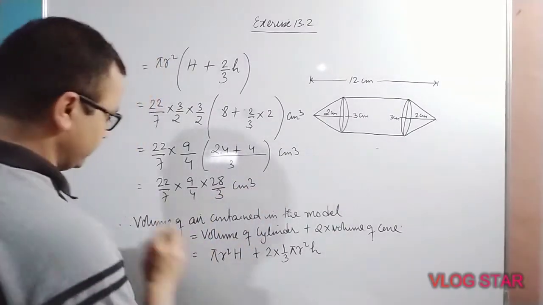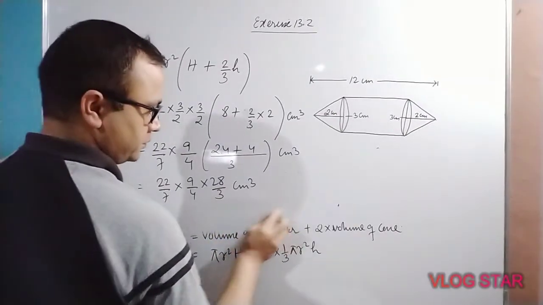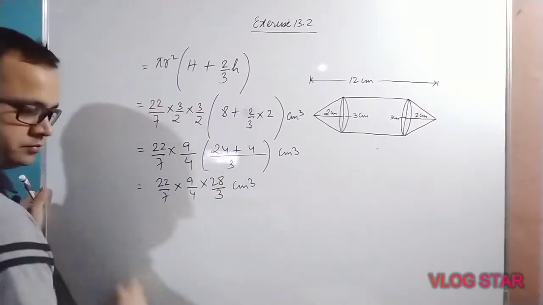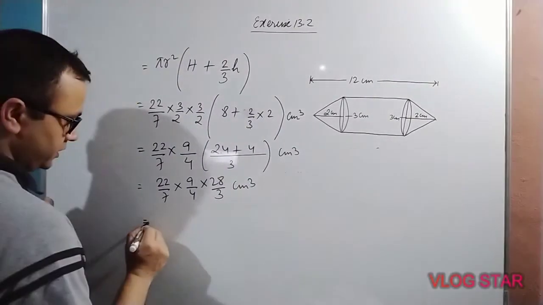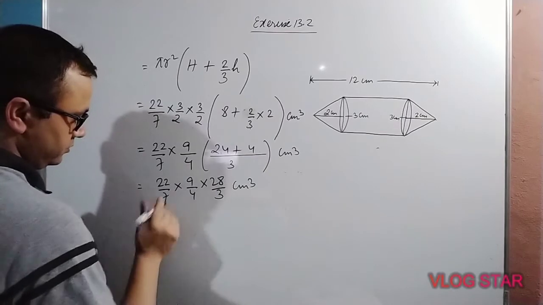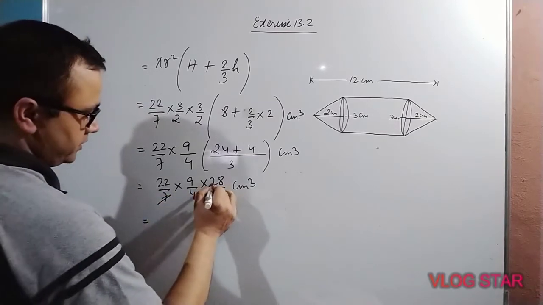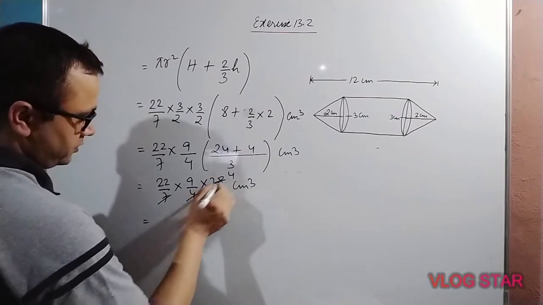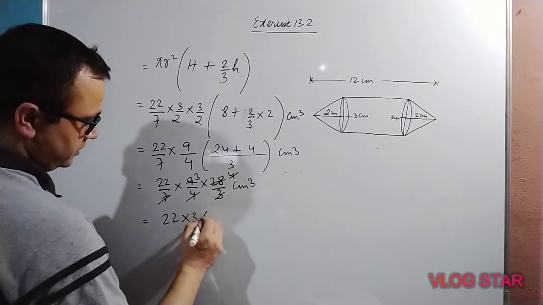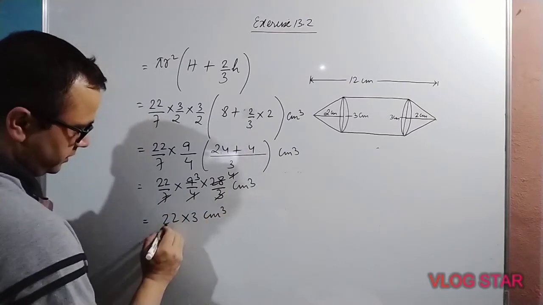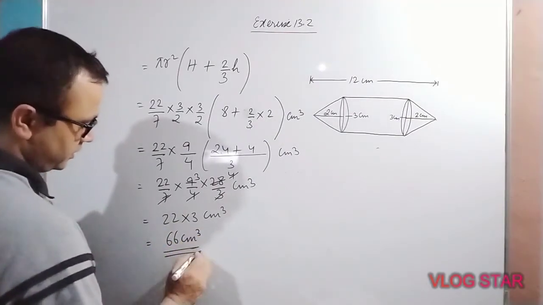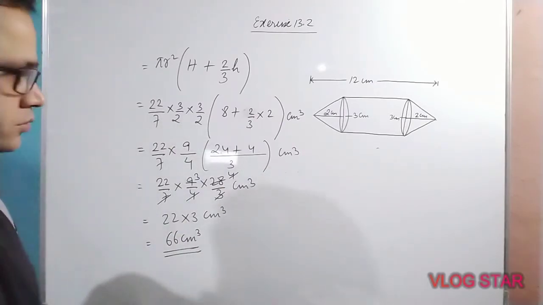Now we can cut 7 and 28. 7 1 is 7, 7 4s are 28. Now 4 and 4 cut, 3 1 is 3, 3 3s are 9. So only 22 into 3 is left, centimeter cube. So 22 into 3 is 66 centimeter cube. This is the answer of question number 2. Okay, this was for today. Thank you.